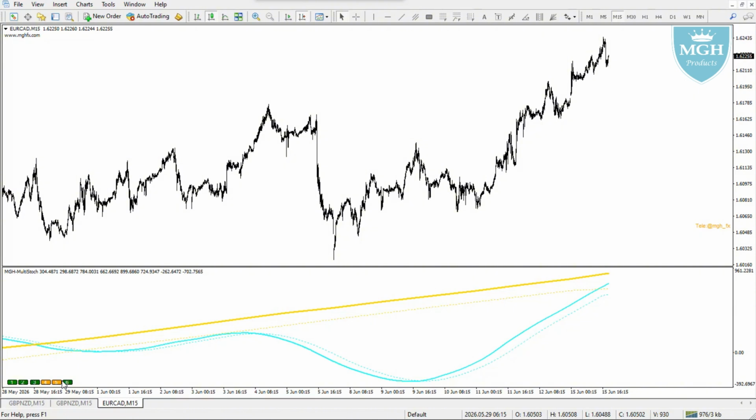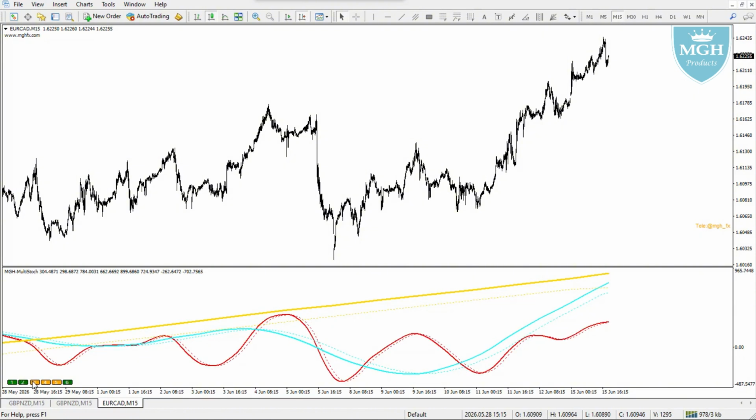For reversal strategies, watch for a fresh cross on a higher time frame. This is one of the earliest structural signs that the market may be turning.